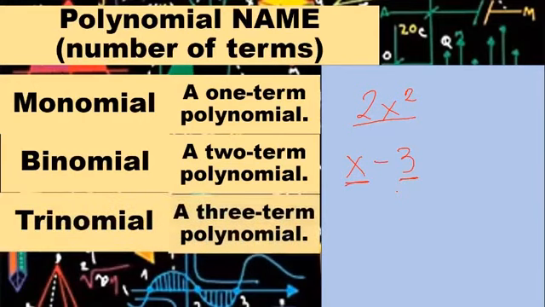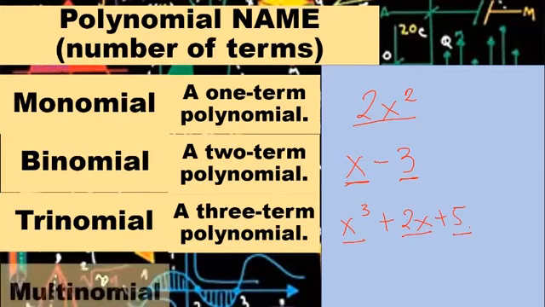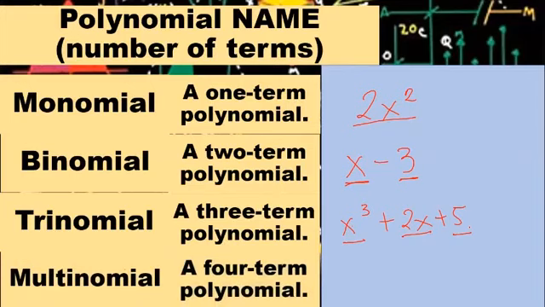Next, trinomial. A 3-term polynomial. Example, we have x cubed plus 2x plus 5. So this is the first term, second term, and the third term. So therefore, this is a trinomial. Next, multinomial. It is a 4-term polynomial, so 4 or more term polynomial. Say for example, we have x cubed minus 3x squared plus 5x minus 8. So this is a multinomial because we have x cubed as the first term, this is the second term, third term, and the fourth term.